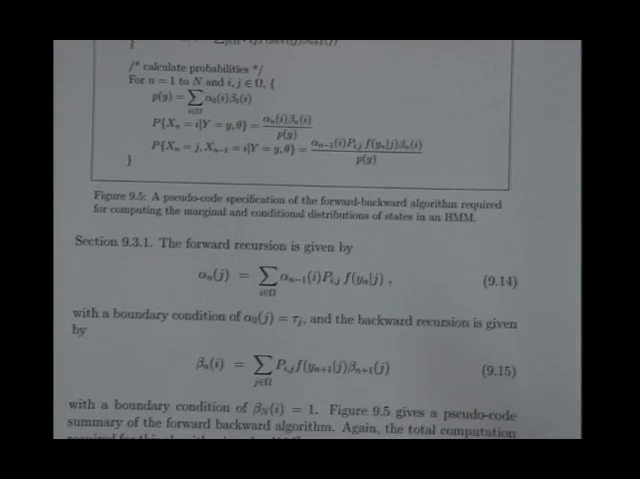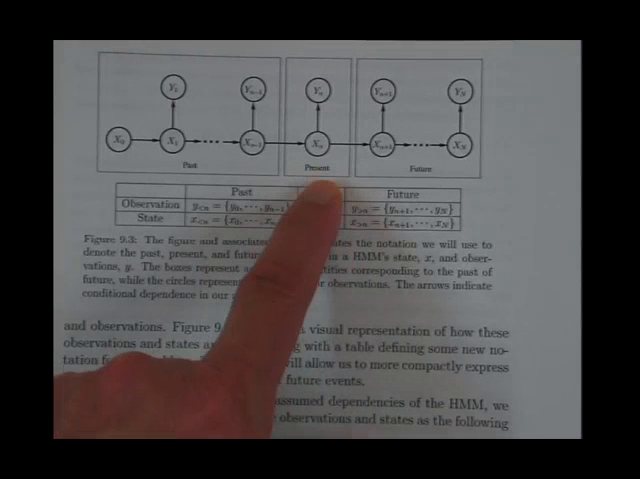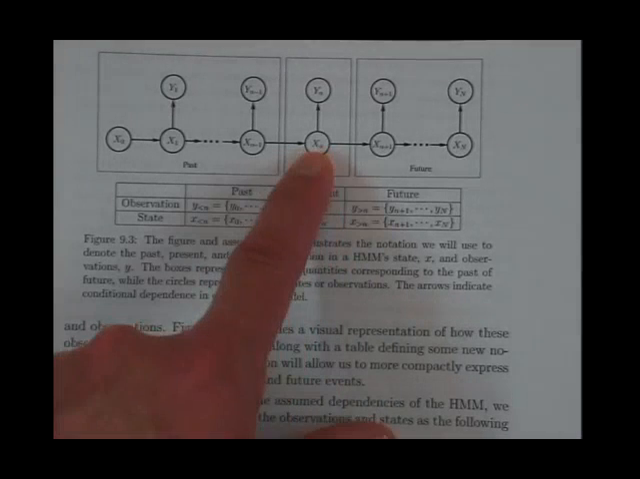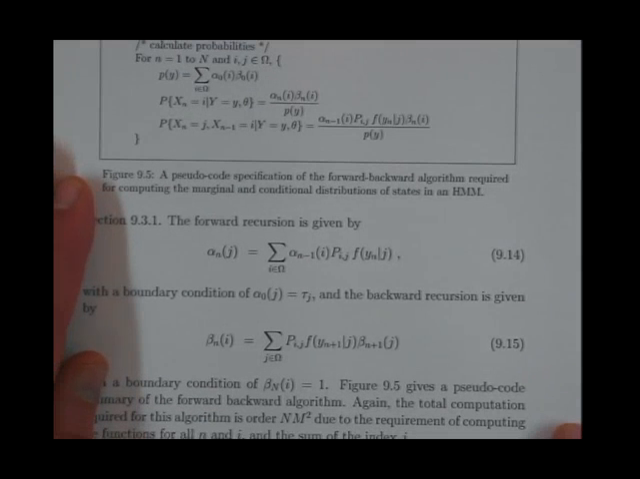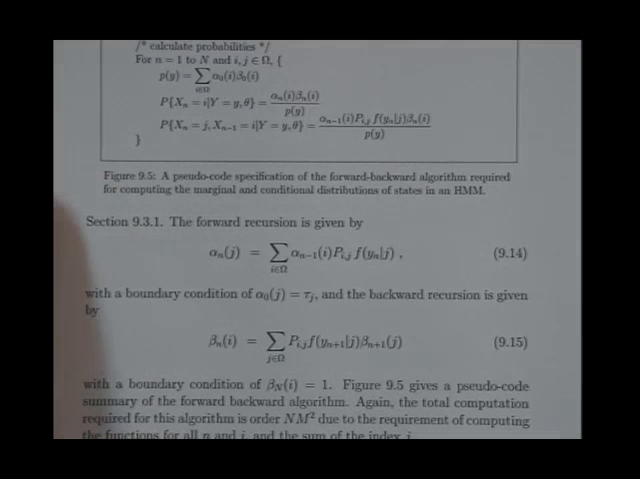Now, the question is, how do you calculate the alpha and the beta? Well, it turns out the recursion is that. The recursion is based upon looking at this picture of figure 9.3. Basically, you just work backwards. I think it's very similar to the dynamic programming thing. You have a forward recursion and a backward recursion. Calculating the alphas is a forward recursion, and calculating the betas is a backward recursion.